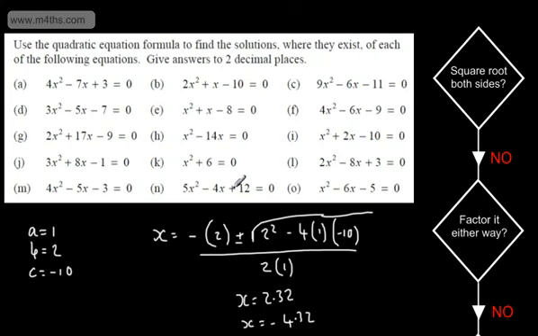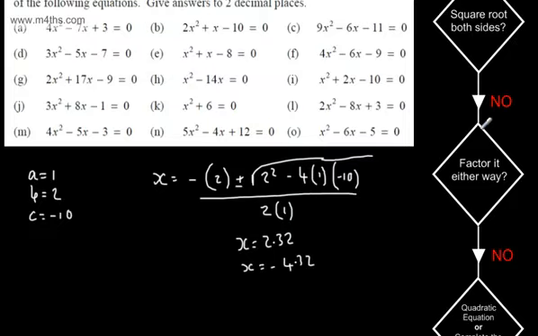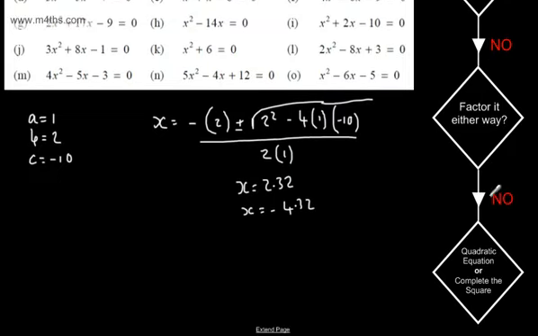So that's using the quadratic equation. Can we square root both sides? Very rarely it'll happen. No. Can we factor it? If we can factor it, factoring it is easier. If we can't, we're going to use either the quadratic equation or completing the square.